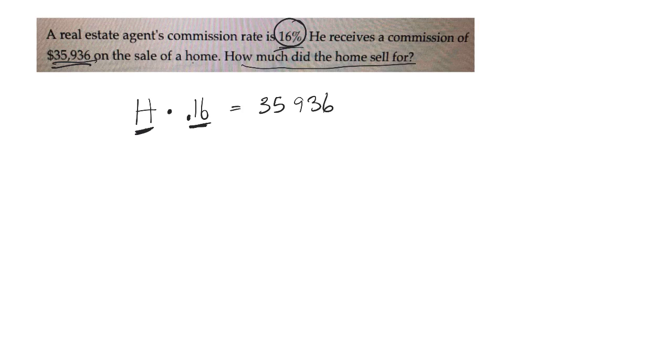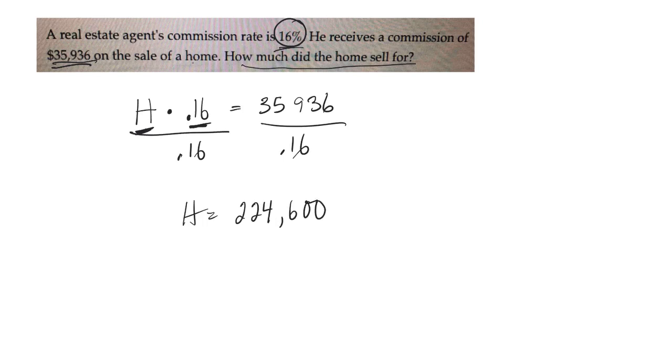35,936. So to figure out how much the house was worth, I solve for H. So I'll divide both sides by 0.16. So the home is worth, calculator, 35,936 divided by 0.16. So the home was worth $224,600. All right, hopefully that helps you with those two questions.